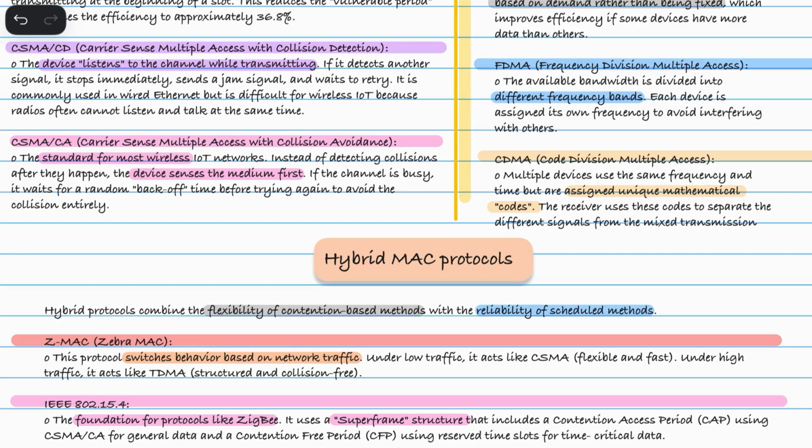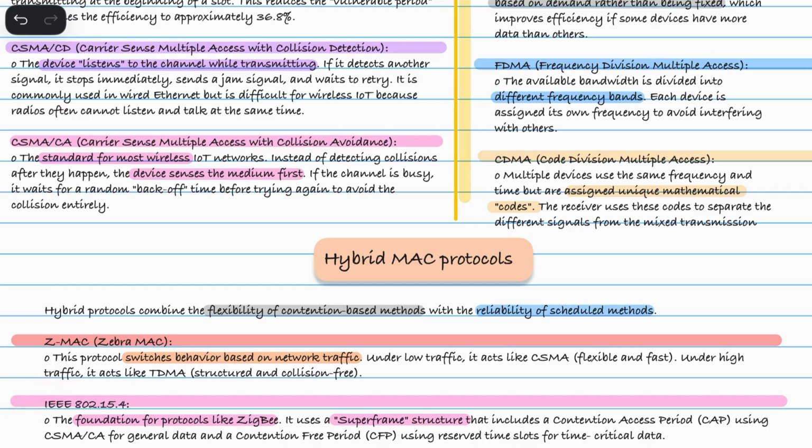Think of this as a shape shifting protocol. It switches behavior based on the network traffic. Under light traffic, it behaves as CSMA. It acts as a contention based collision avoidance strategy, letting any node talk instantly for high speed. But the moment the network detects heavy congestion and rising collisions, ZMAC automatically adapts and enforces strict TDMA. Structured and collision free, and it instantly eliminates the chaos.